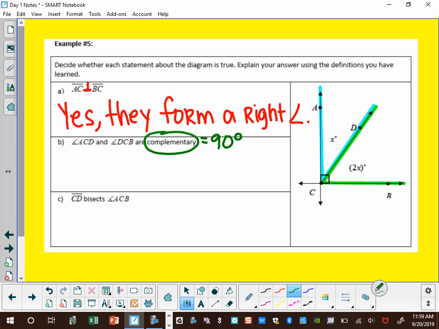This is where you have to know your vocabulary, okay? So they're saying that these two angles add up to 90. Is that true? Yes, we still know that because those two angles form a right angle. So we're going to write yes. They are complementary. It's basically the same answer. We form a right angle.